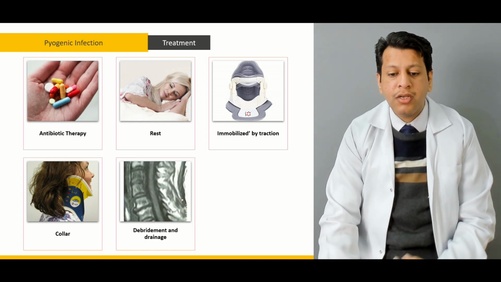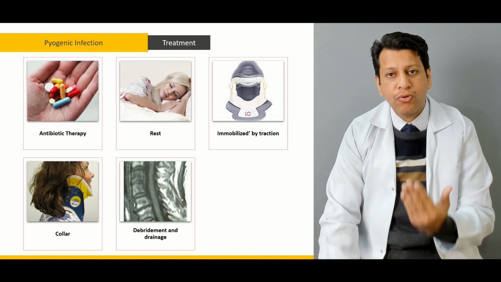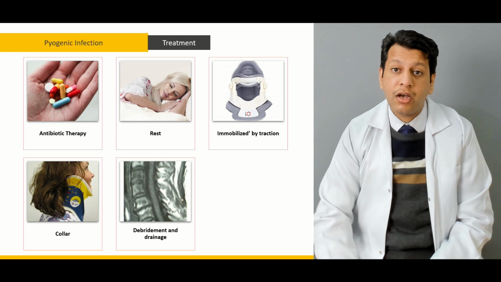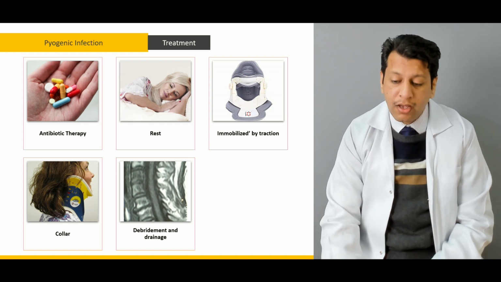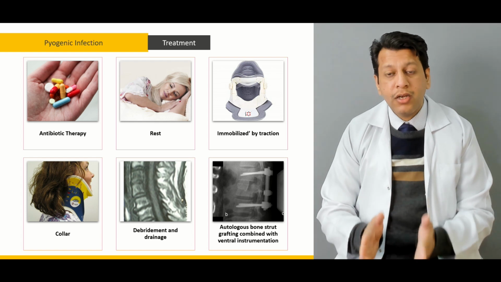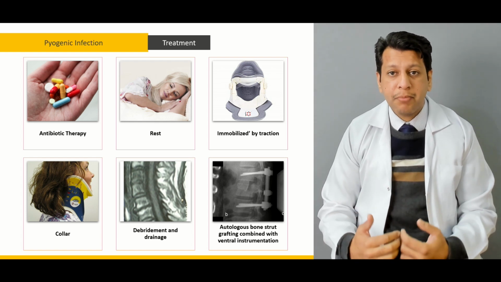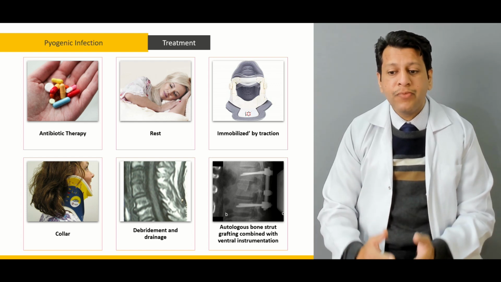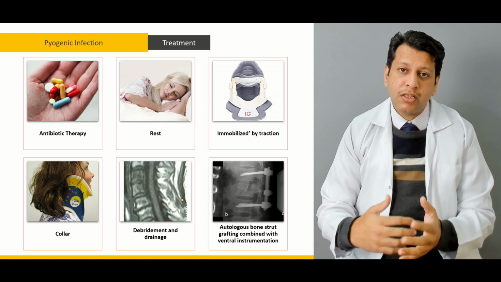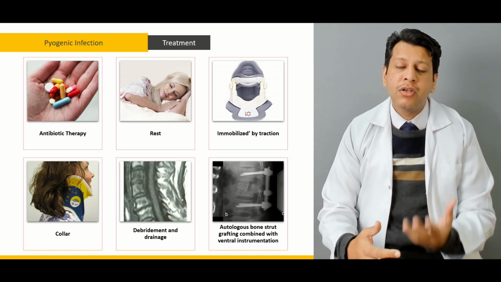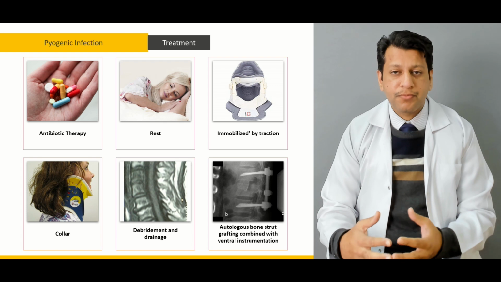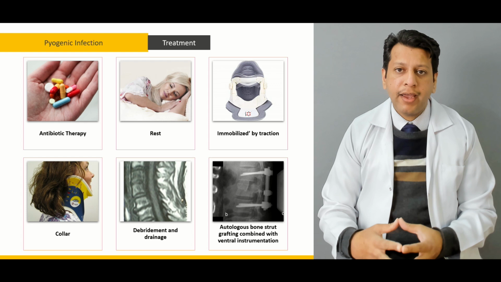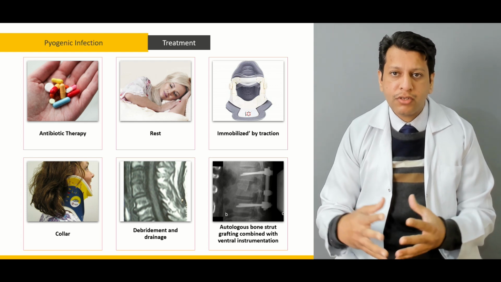And decompression could be simply debridement and drainage, where you go in from the back, you debride it out and come out without doing any other fixation or stabilization procedure. Or it could be you go in there, you debride everything out, you drain the abscess, you drain the necrotic dead tissue out as well, and then you stabilize the spine, because otherwise the collapse would result in more neurological compromise. The other option is using a bone strut or bone graft and using posterior or anterior instrumentation to stabilize the spine.